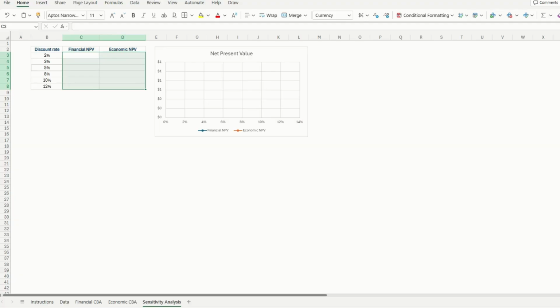Before wrapping up, let's quickly touch on sensitivity analysis. The idea is simple. Change one assumption at a time and see how the results change. For example, try increasing the discount rate in Excel. Remember, higher discount rates reduce the present value of future benefits, so the net present value goes down. So let's see how to do that here.